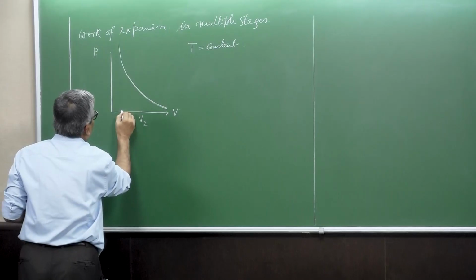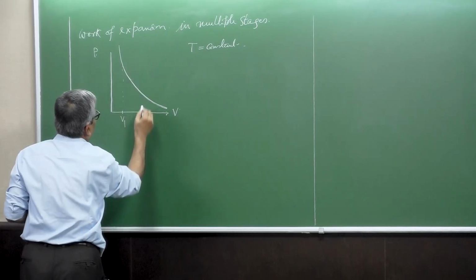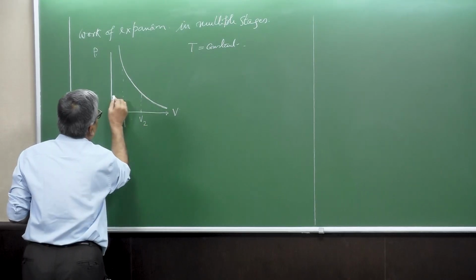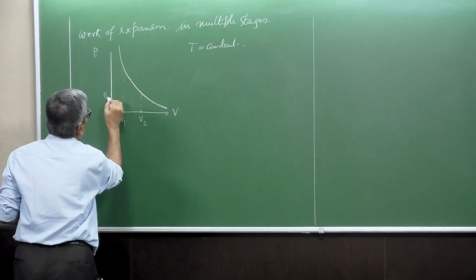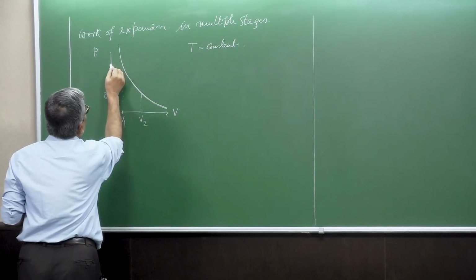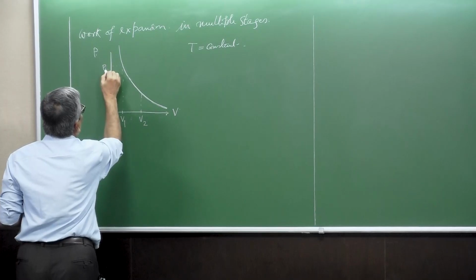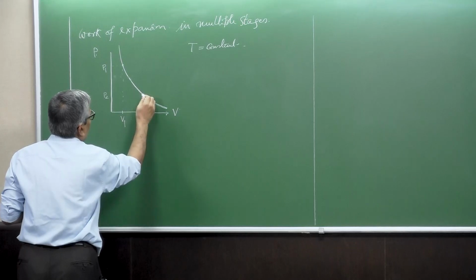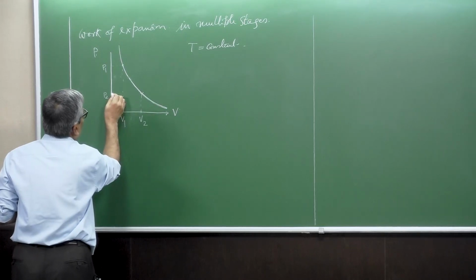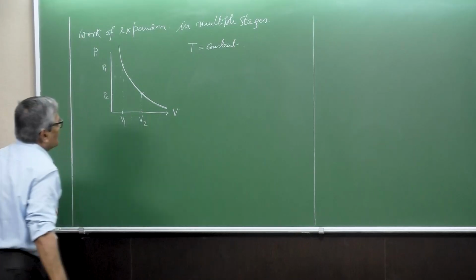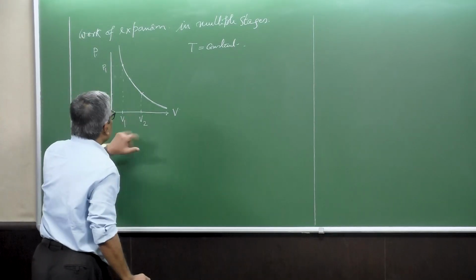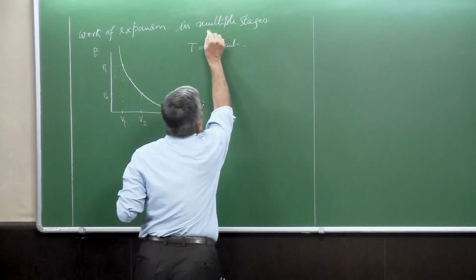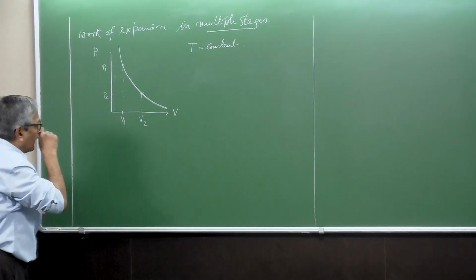So this is my P2 and this is my P1. The equilibrium pressure of the gas is P1 corresponding to the volume V1, and the equilibrium pressure of the gas is P2 correspondingly to the volume V2. Now, if I want this process to be carried out in multiple stages, let us see how we can do it.